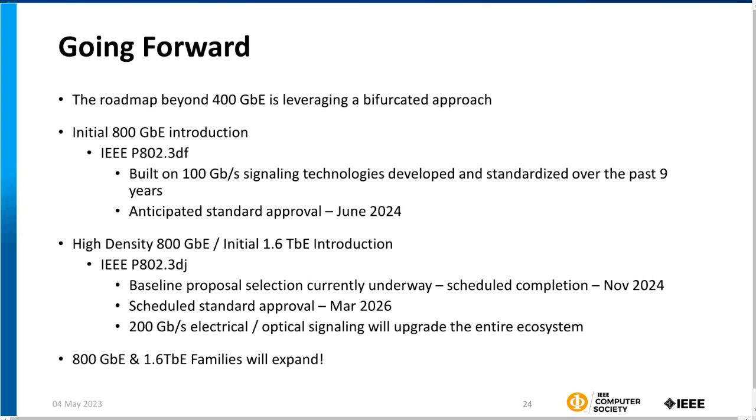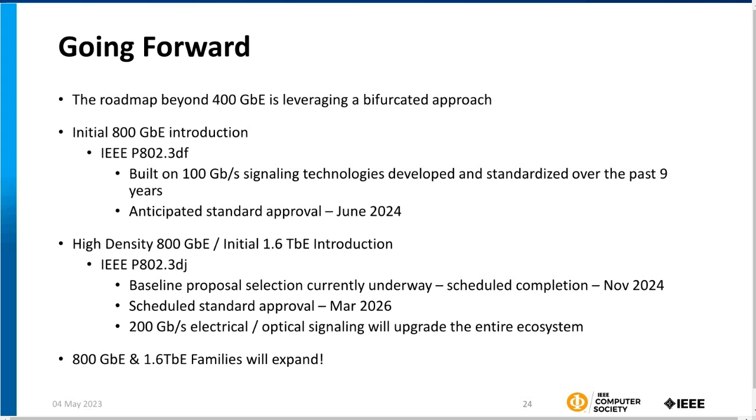But this 200 gig signaling, both electrical and optical, it's going everywhere. It will be the next thing after 100 gig signaling, and it will revolutionize. It will bring us to the next solution of bandwidth families. With all that said, 800 and 1.6 families will expand. There are other things out there that I can envision using, I could do 2x400 for 800. I can do 4x400. I can do DWDM networks. This is just the first project on, DF is the first project on 800. DJ is the second. 1.6 is just getting started.